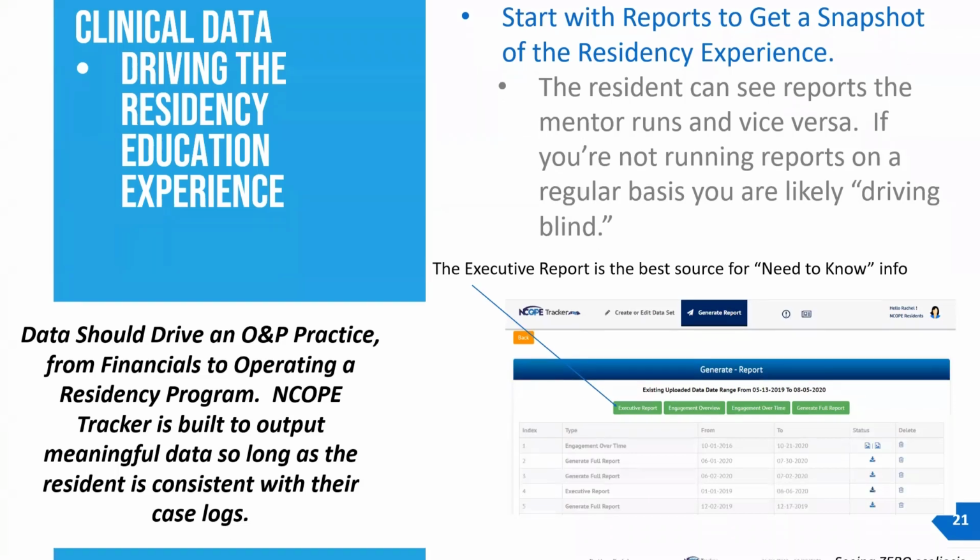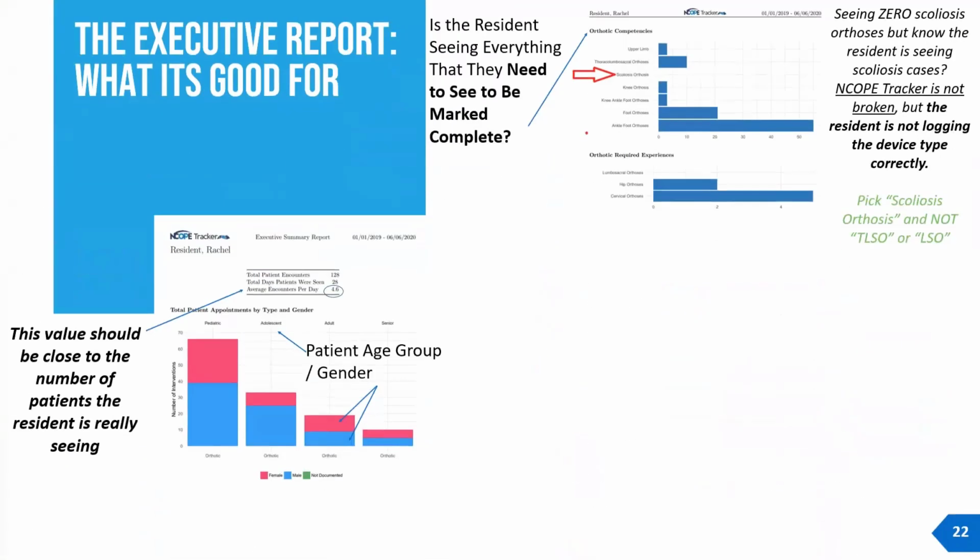So what about this executive report that I keep talking up? What's it good for? You can very quickly see the very first page is going to show you the patient age groups as well as the gender of the patients being seen. So in this case, I can recognize that Rachel, our example resident, is seeing an awful lot of pediatric cases, less so adolescent, and then a very small number of senior or geriatric cases, and adult relatively low. But that's something I would expect if they're doing a pretty heavy pediatric rotation.